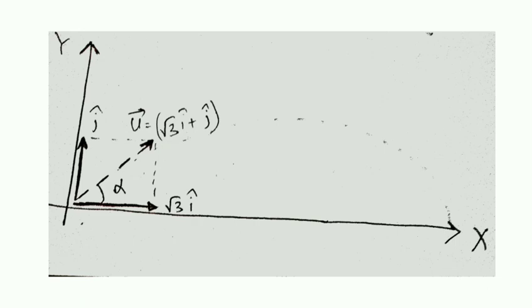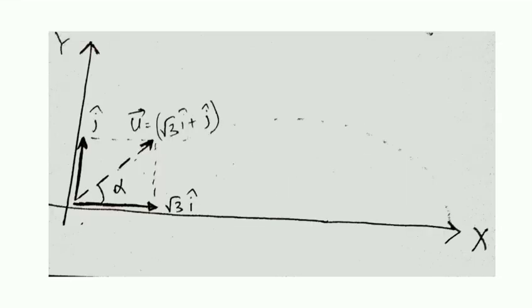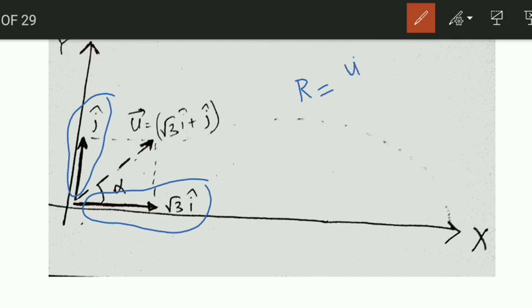We have been given a projectile whose u has been given as √3 i cap + j cap, and this is the x component, this is the y component. We are just resolving it, very simple thing. Now how to go for this? You know the formula, R = u² sin 2α by g, and T = 2u sin α by g.